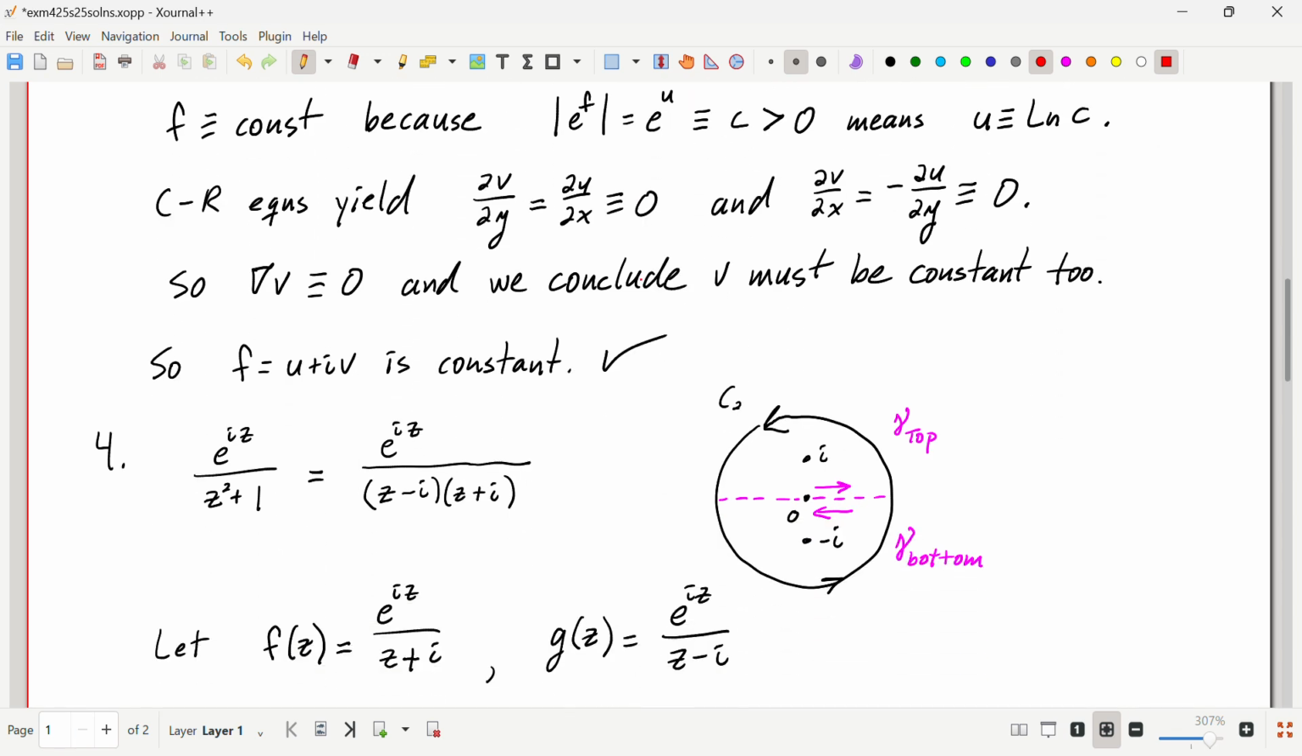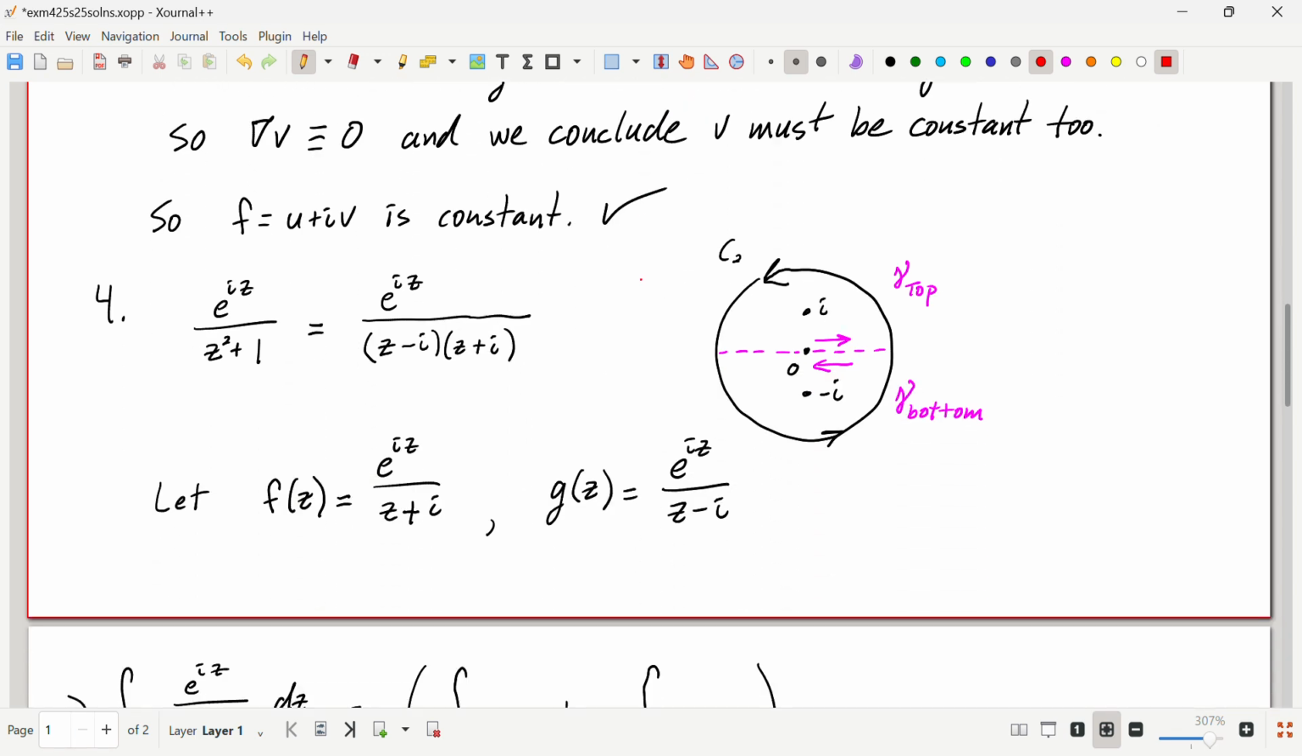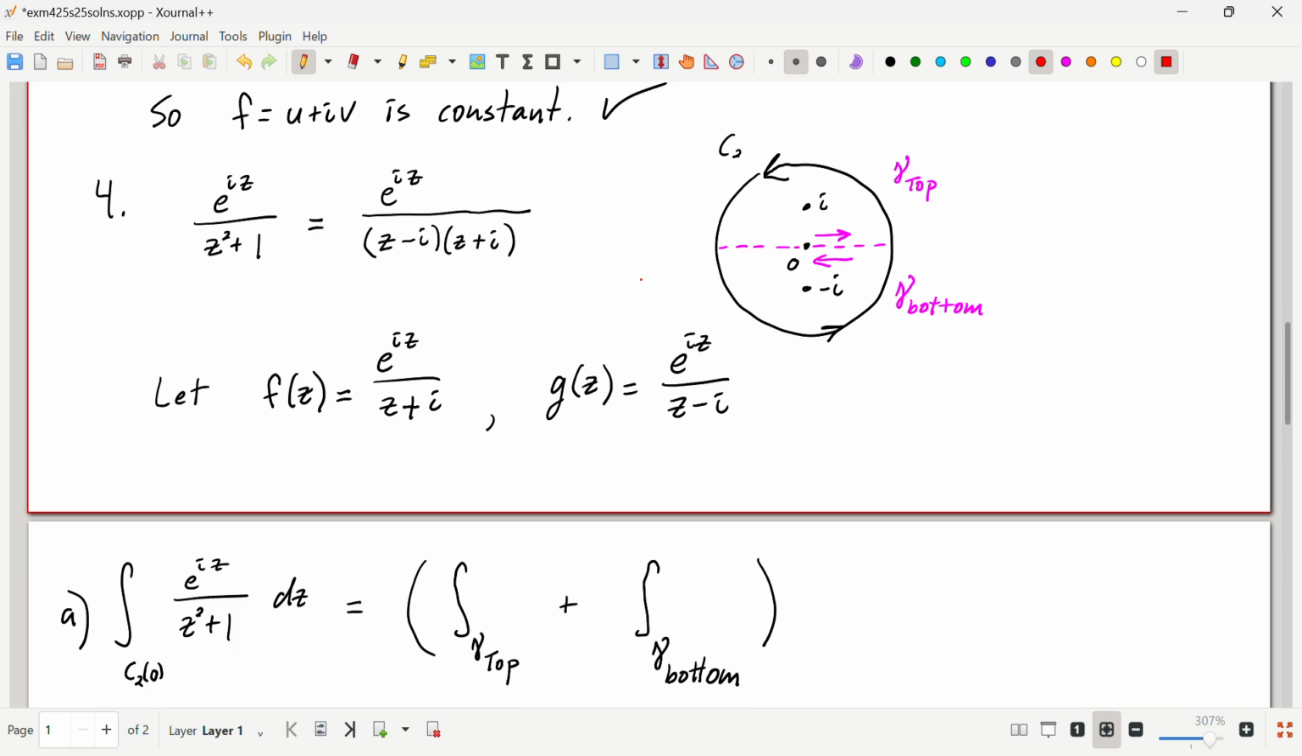Okay, the last problem is the one about using the Cauchy integral formula to calculate an integral. Part A, well, the important thing to realize is that you can factor the denominator: z squared plus 1 is z minus i times z plus i. And so this looks like the Cauchy integral formula. The problem is there's 2 points.